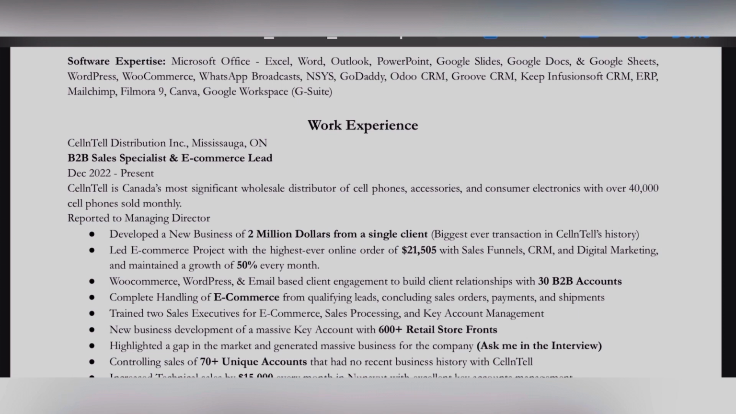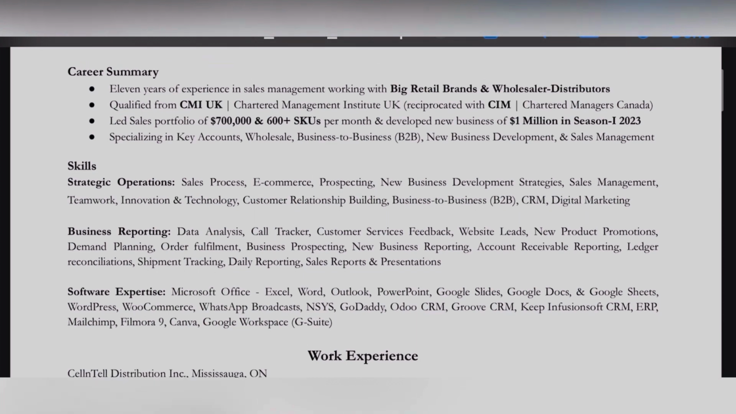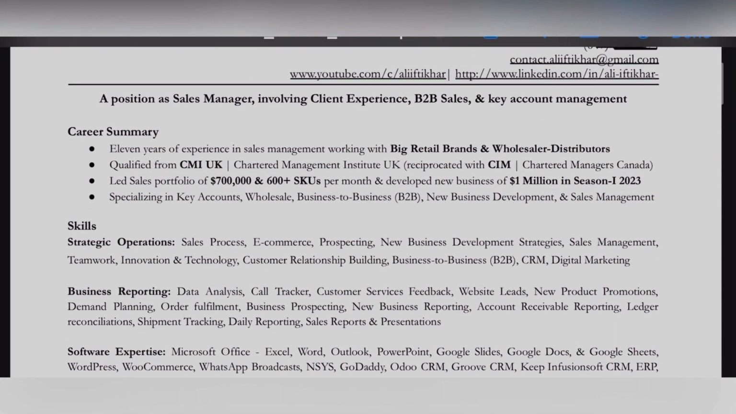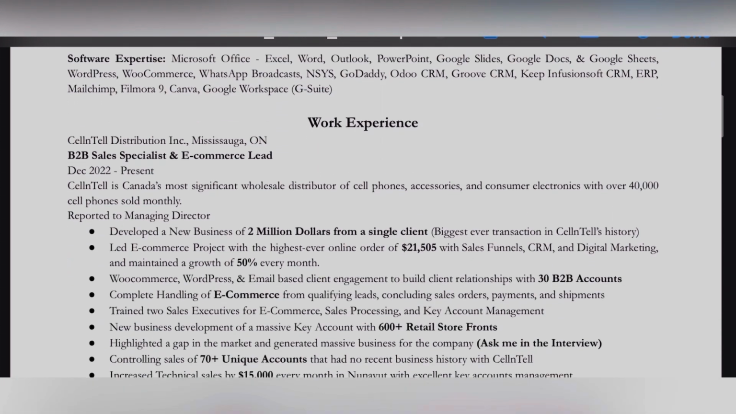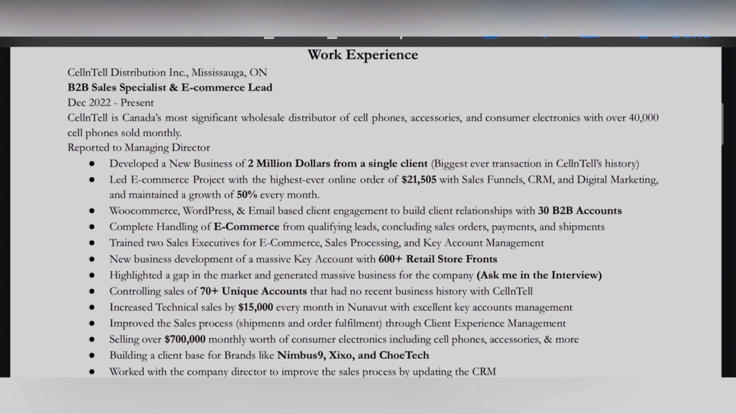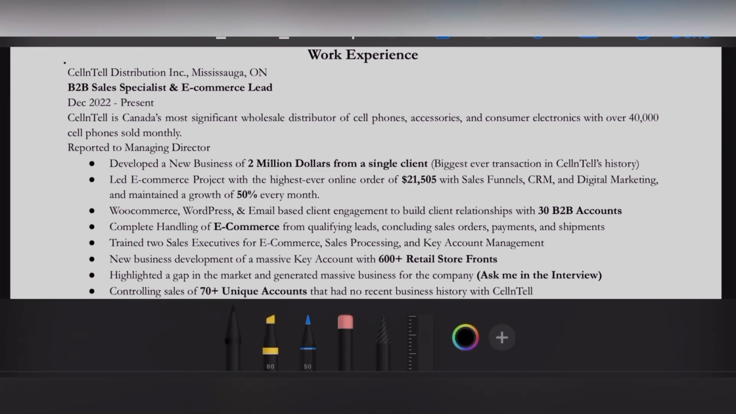But since my experience is 11 years and I have written it down here as the first point of my career summary, 11 years, that's why my resume goes a bit longer. So the first experience I've written, it's the chronological resume. So the first experience is the most recent experience.